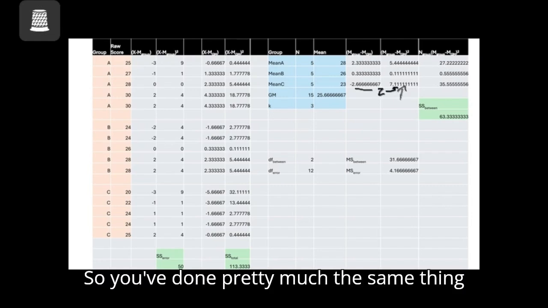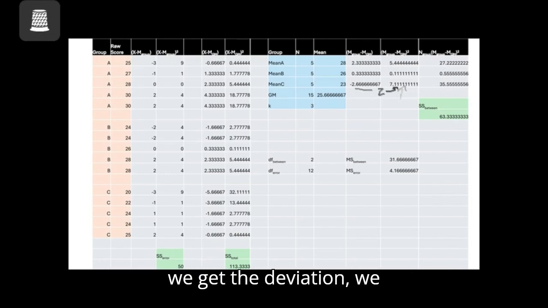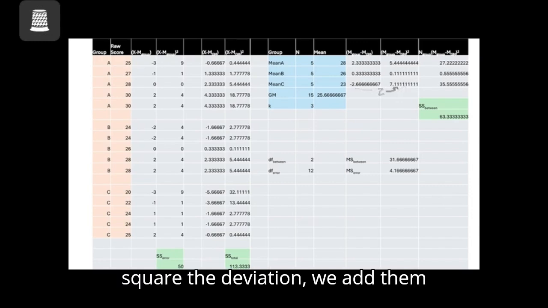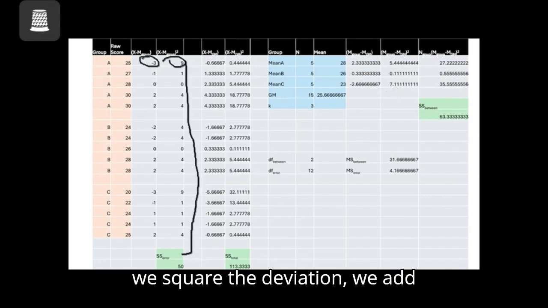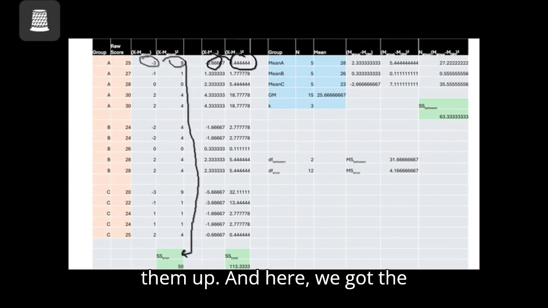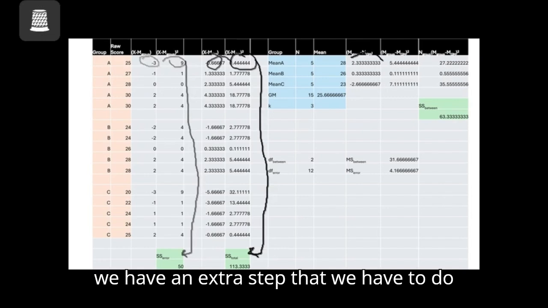You do pretty much the same thing for each of these. Get the deviation, square the deviation, add it up. And here, we got the deviation, we squared the deviation, but we have an extra step that we have to do this time.